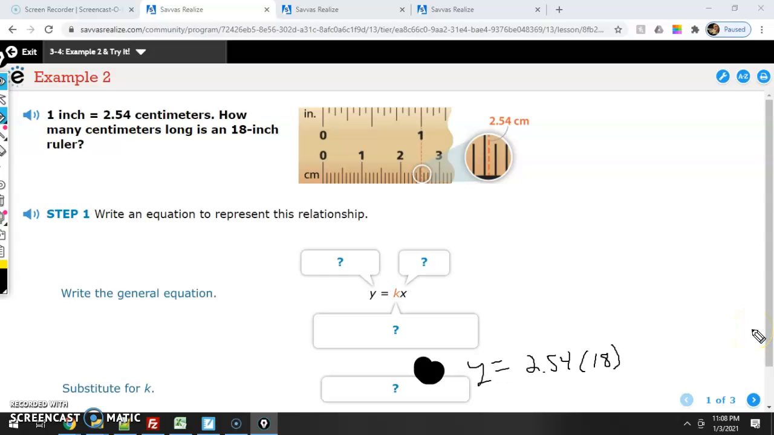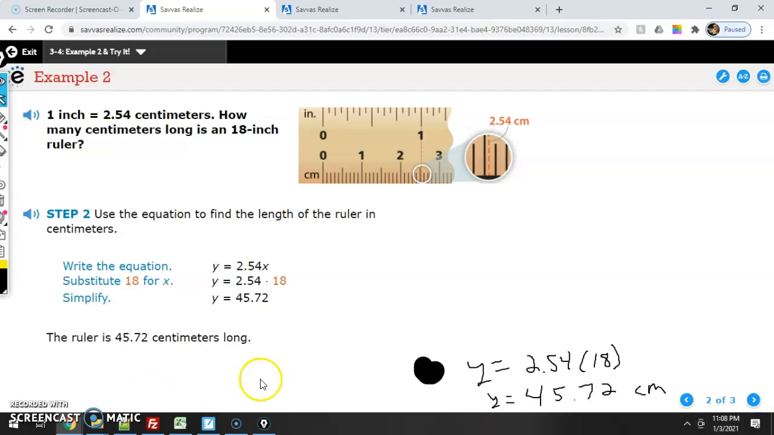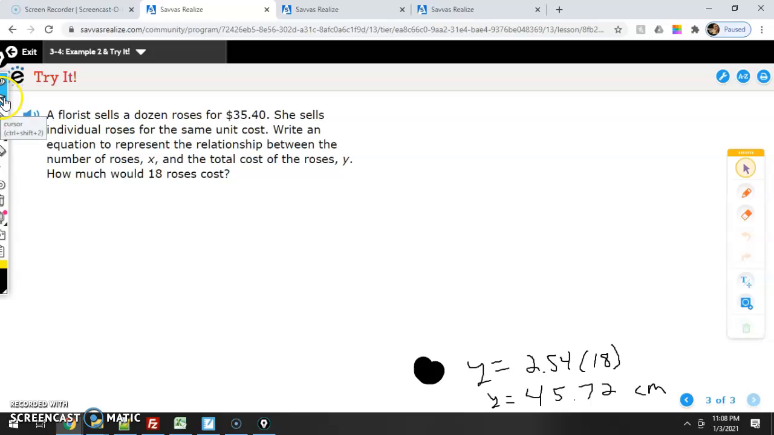And just for sake of time, you can use a calculator, and then you would have y being equal to 45.72 centimeters. Okay, make sure you label your answer here so we know we're talking about what we found, which is centimeters. All right, let's check out the next try it problem. I'll let you guys try it and pause the video as you're doing it here.